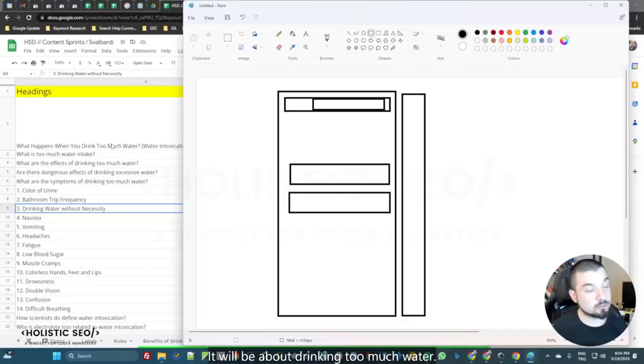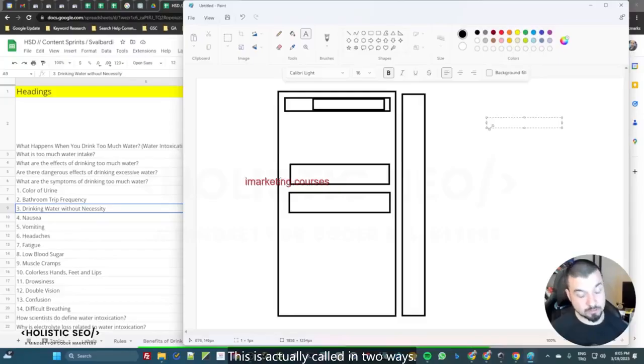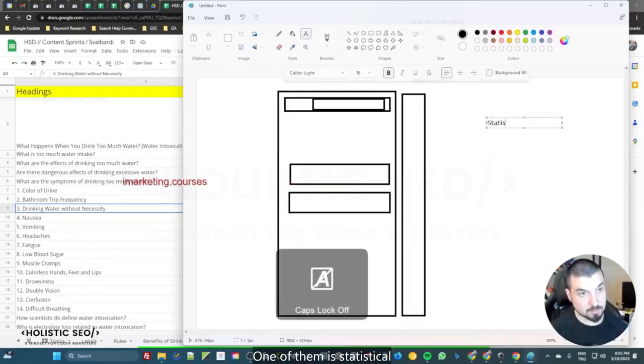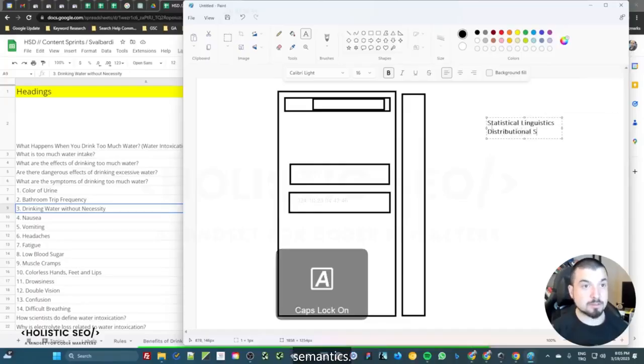It will be about drinking too much water. So basically we are using this context term, and in every subsection, we slightly talk about something else together with this. The color of urine won't be mentioned in a low blood sugar, for instance, or even if it is mentioned, there will be some other words that appear in this area, but they won't be appearing in this part. This is actually called in two ways. One of them is statistical linguistics. Another one is distributional semantics.